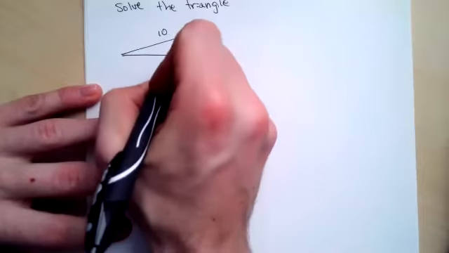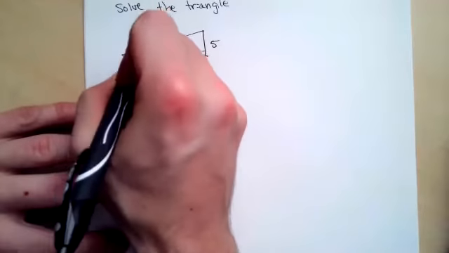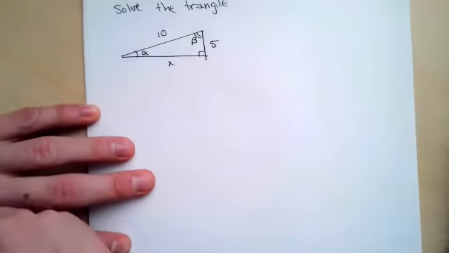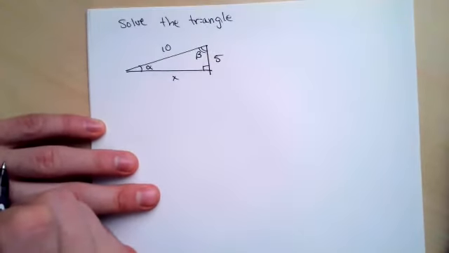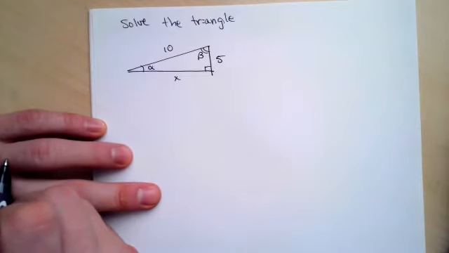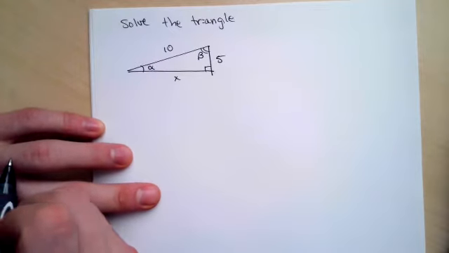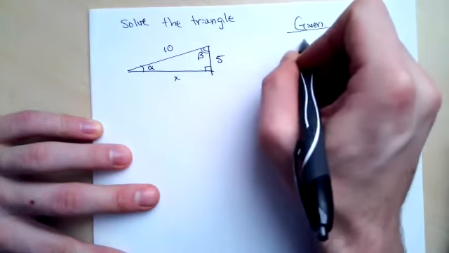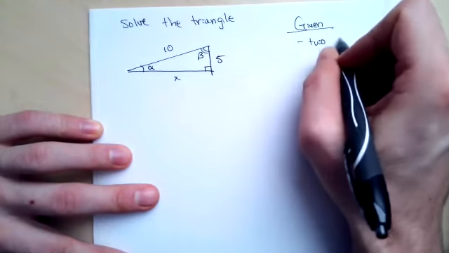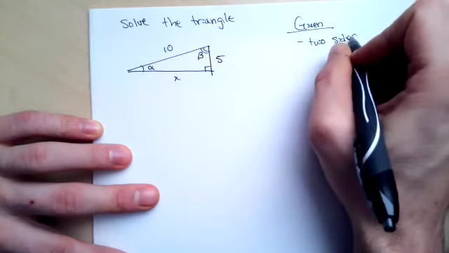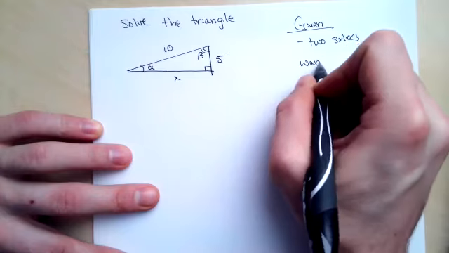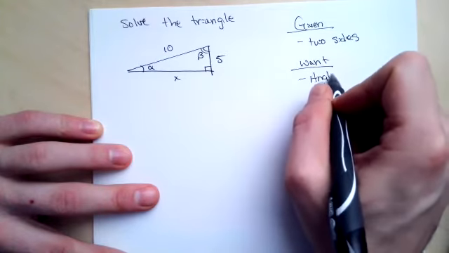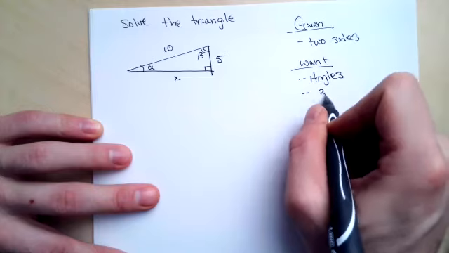We're given two sides. Let's go ahead and label the third side. And let's label the angles too. Let's say alpha and beta. So we are given two sides. And of course, what do we want? The angles and the third side.